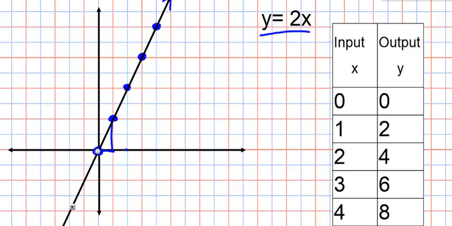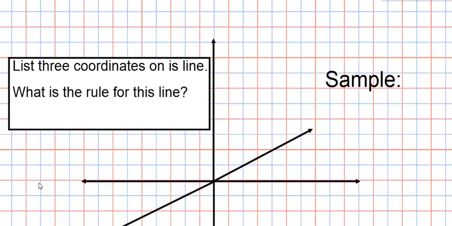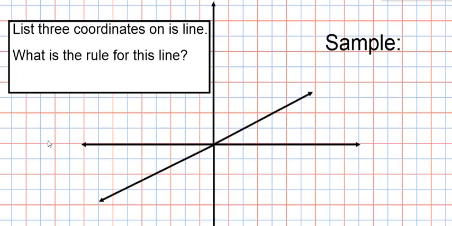That we can now use to interpret our data and resemble what's going on. However, like all things, sometimes we're not given the table. Sometimes we're given the line. So here's your sample. Find 3 points on the line that you're seeing here, and then tell me what the rule is. What is the function for this line? Write it as an equation or write it in words. The equation is definitely preferable.